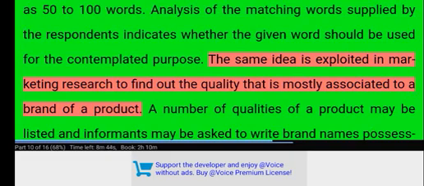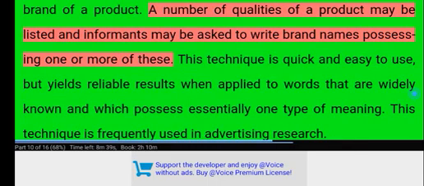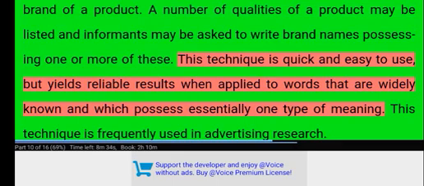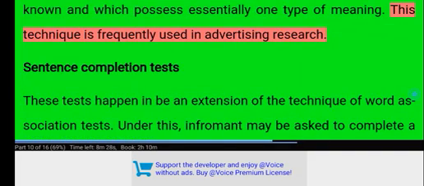The same idea is exploited in marketing research to find out the quality that is mostly associated to a brand of a product. A number of qualities of a product may be listed and informants may be asked to write brand names possessing one or more of these. This technique is quick and easy to use, but yields reliable results when applied to words that are widely known and which possess essentially one type of meaning. This technique is frequently used in advertising research.